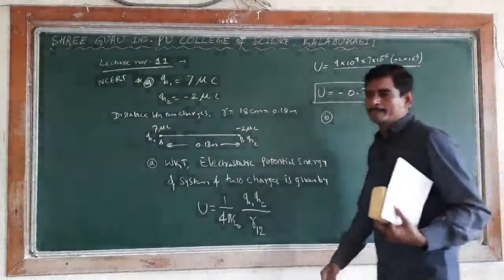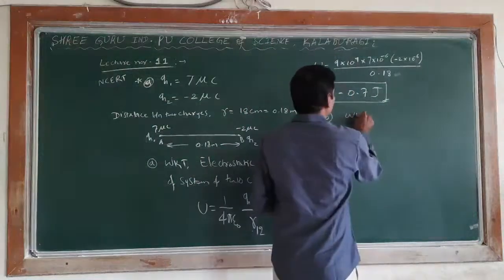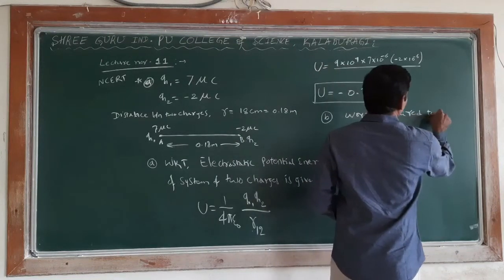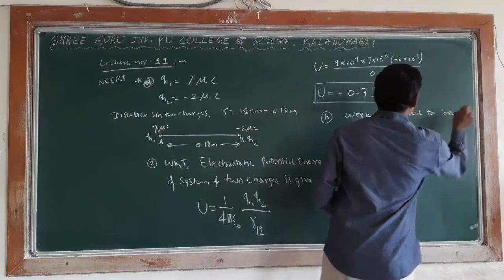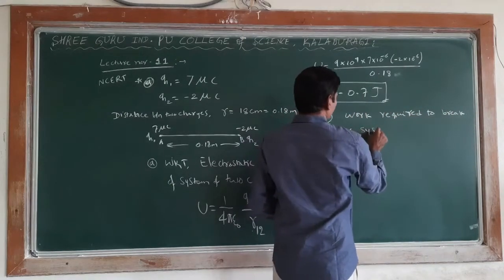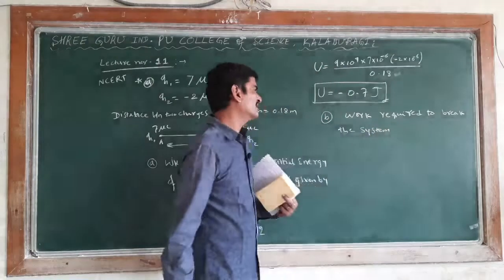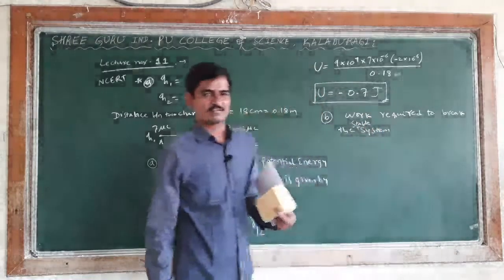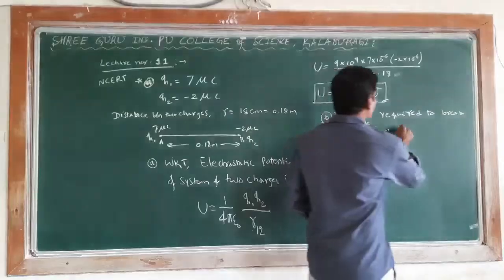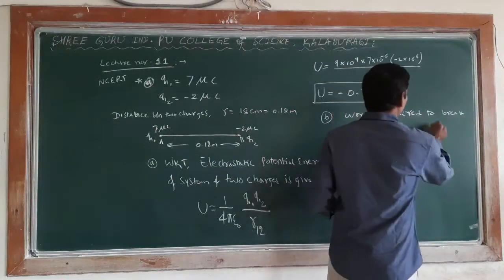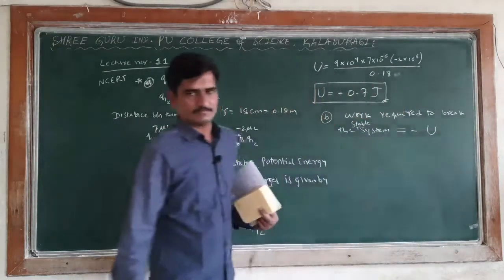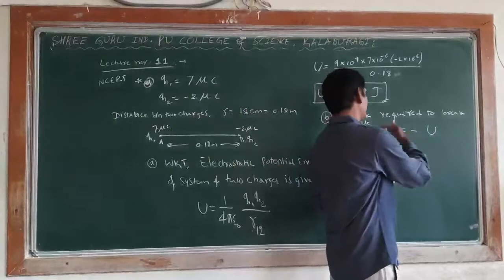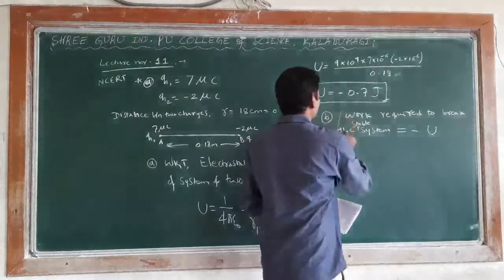That is, work required to break the stable system. Directly I am giving the formula: work required to break the stable system is equal to the negative of the potential energy of the system.